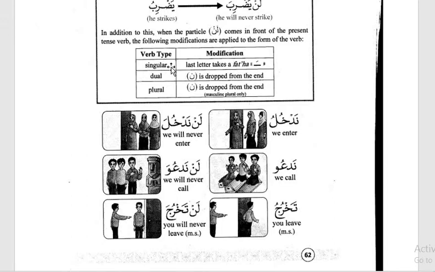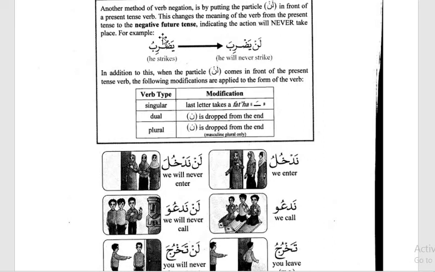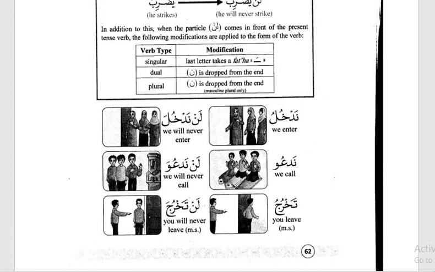The first change is that when the verb is singular, the last letter takes a fatha, as in the example here. The verb here is singular and the last letter has dhamma on top. When we add len to the verb, we can see that the ba, which is the last letter of the verb, has fatha on top. Instead of dhamma, it is changed into fatha. This is rule number 1 when it is singular. Let's see what the other change is.